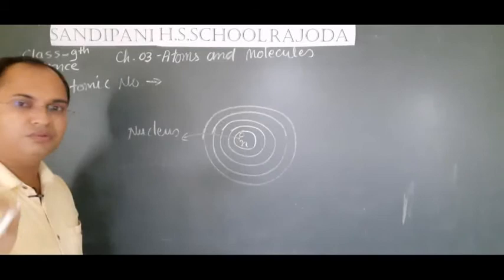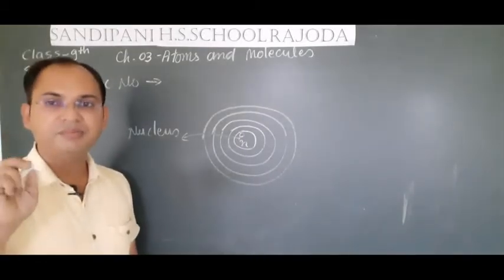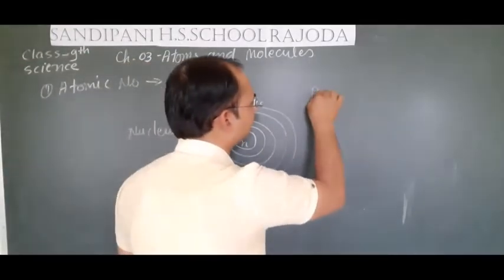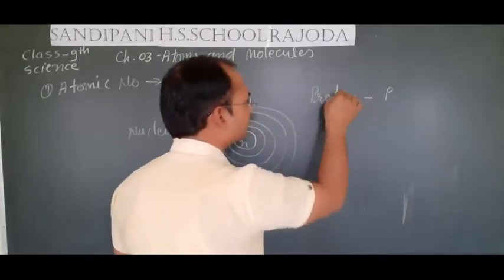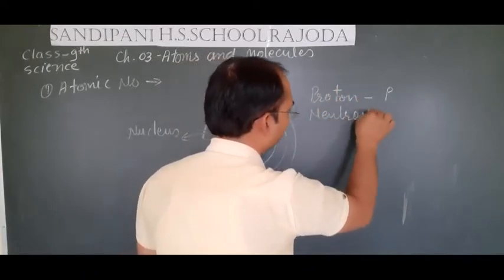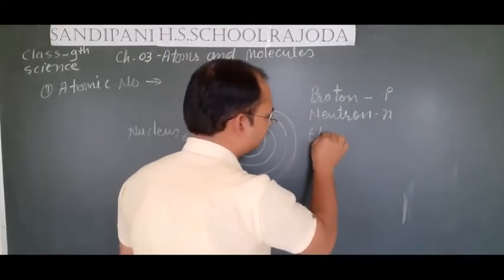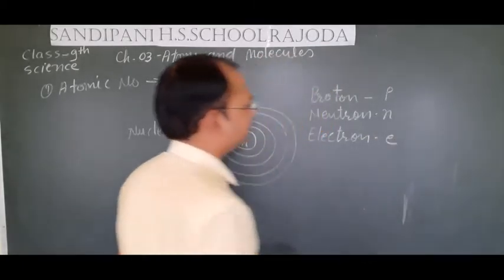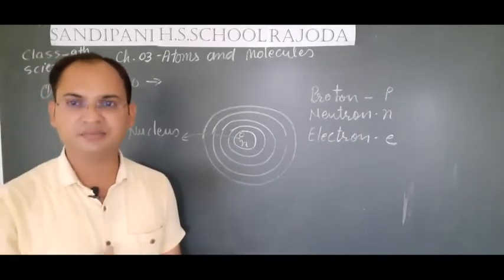As we know that the atom is constituted by three main subatomic particles, and the names of the subatomic particles are proton represented by small p, neutron represented by small n, and electron represented by small e. These are the three subatomic particles which are present inside an atom.